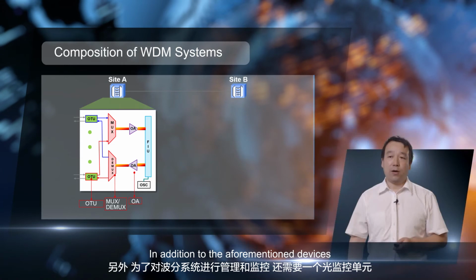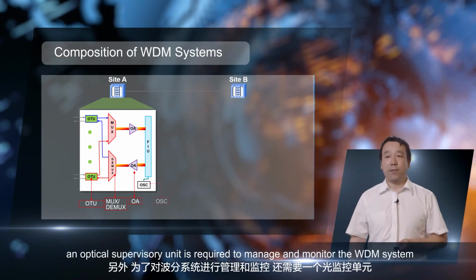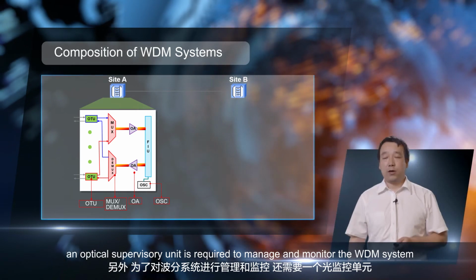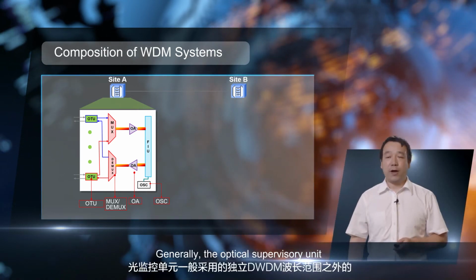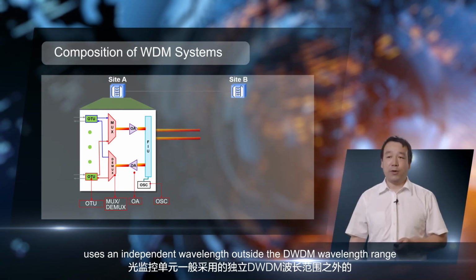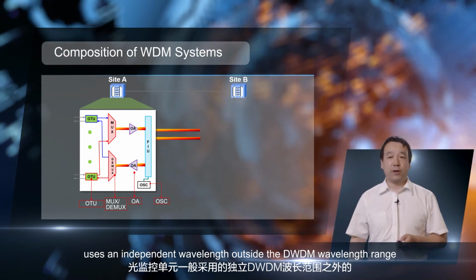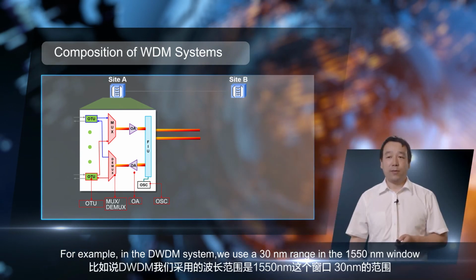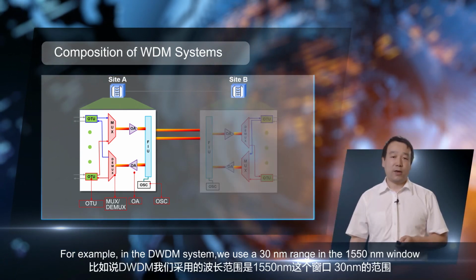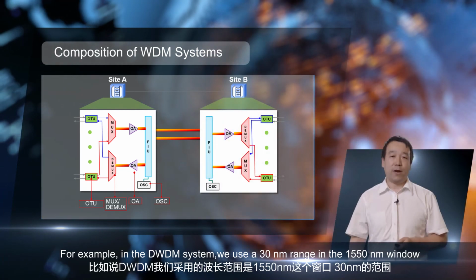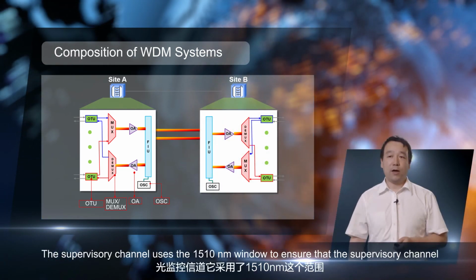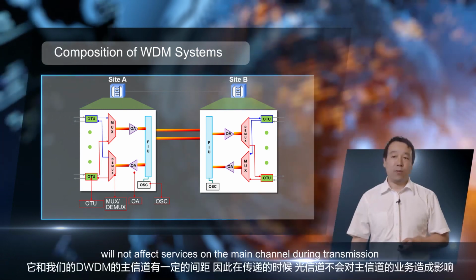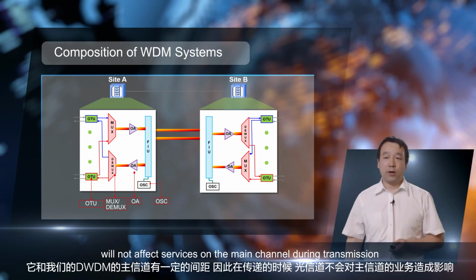In addition to the aforementioned devices, an optical supervisory unit is required to manage and monitor the WDM system. Generally, the optical supervisory unit uses an independent wavelength outside the DWDM wavelength range. For example, in the DWDM system, we use the 30 nanometer range and the 1550 nanometer window. The supervisory channel uses the 1510 nanometer window to ensure that the supervisory channel will not affect services on the main channel during transmission.